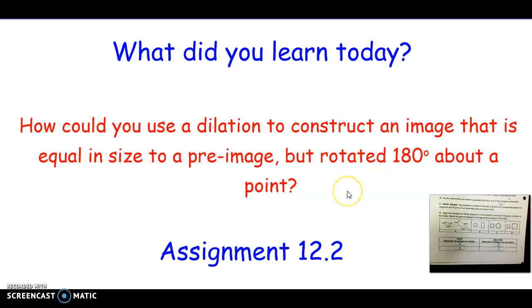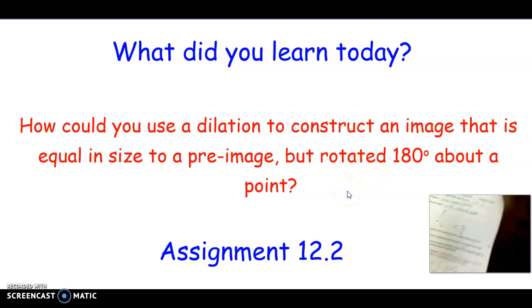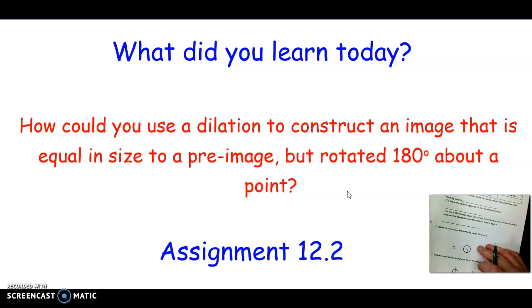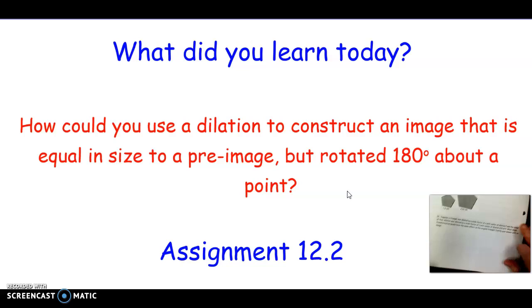On your homework tonight, I did want to help you get started with one of the problems that seems to be a challenge for most students. And so if you'll look at number 12 on your homework with me, I'll help you get started on that.